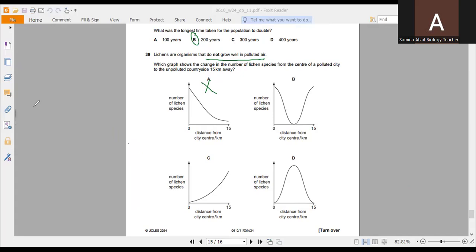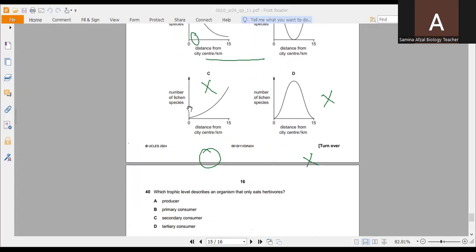In B, number of lichen species are first, they are decreasing and they are increasing. Again, this is not correct. They should be increased as they are going away from pollution. So the number of lichen species are increasing as the distance is increasing from the center, the city. So C is the correct option. And in D, firstly it is increasing and then it is decreasing. Again, this is wrong. It should only be increased because the lichens are growing away from the polluted city at the area where there is no pollution.